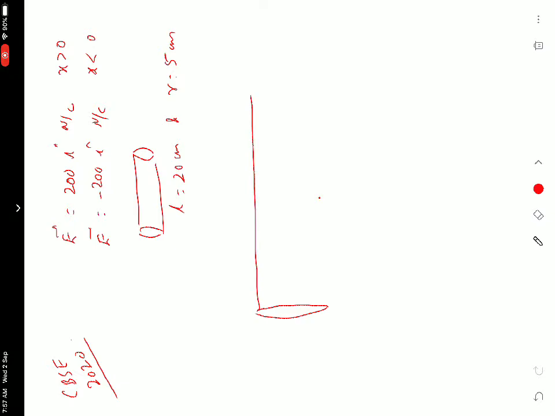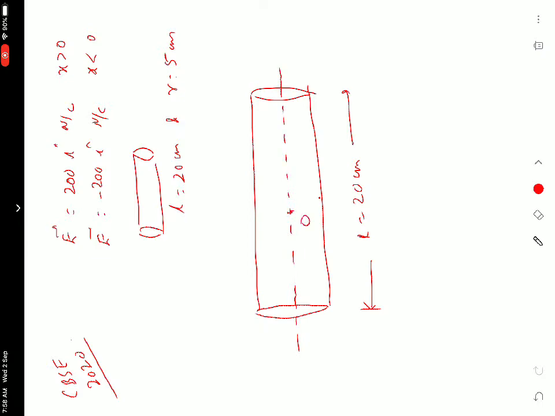So this is your cylinder of length equal to 20 centimeter. Radius is 5 centimeter. And this is the center, this is the axis, and O is the center. You can take this as x-axis and this will be y-axis. And the right side face, from here to here, is x equal to plus 10 centimeter. This is the right side face, that is plus 10 centimeter.